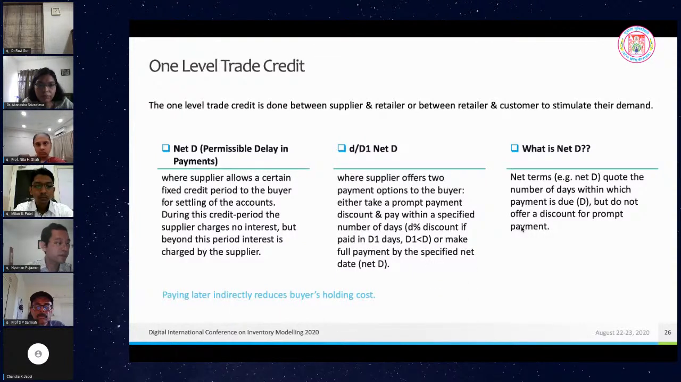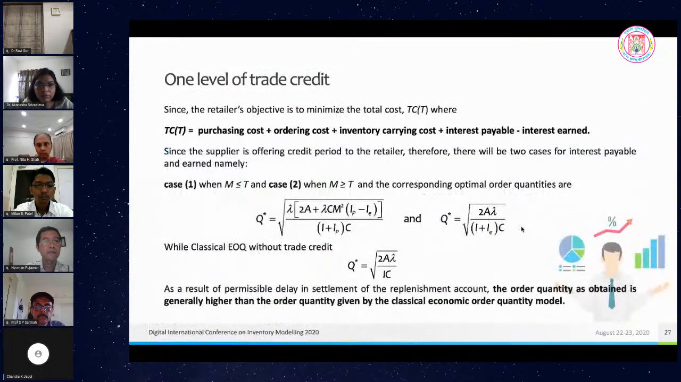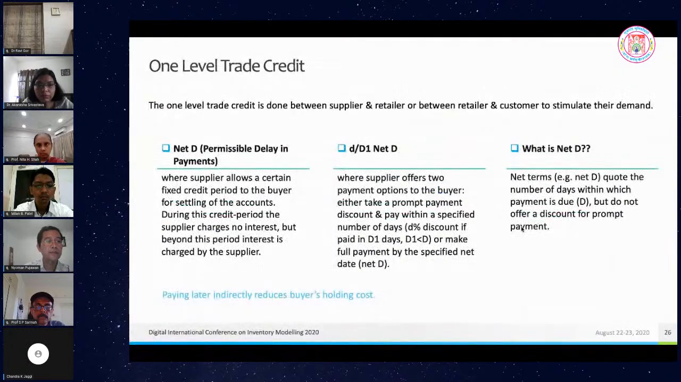Thank you. Now, here one level trade credit is done with the supplier, and there are only two parties, the retailer and the consumer. That is basically only two parties, so we call it one level. That means net D, that means permissible days. In this situation you are given a certain time period, D days, and during that period the supplier does not charge any interest, but beyond that, if you have failed to make the payment, he is liable to charge you some interest on the unpaid amount.